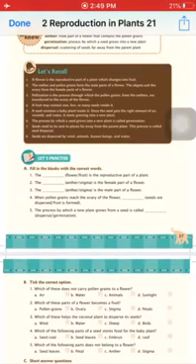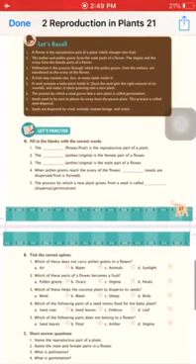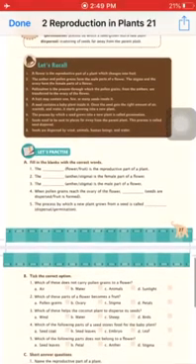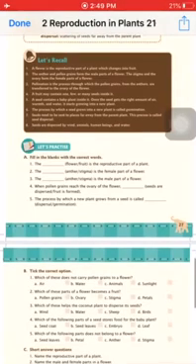Fourth, which of the following parts of a seed stores food for the baby plant? There are two parts of a seed. First is the seed coat and the other is the seed leaf. So the seed leaf helps to store the food for the baby plant. Fifth is which of the following parts does not belong to a flower? So here seed leaves do not belong to the parts of a flower.